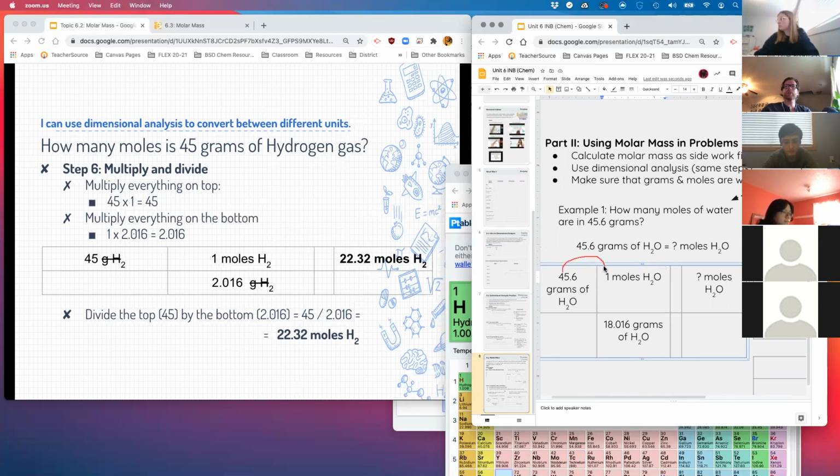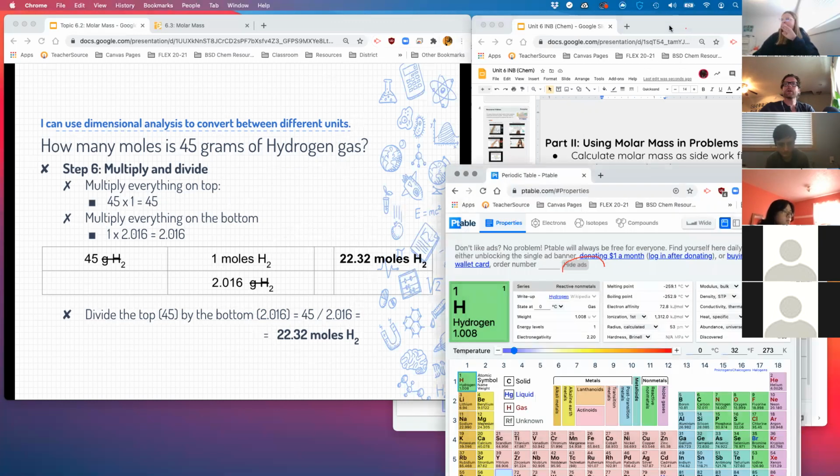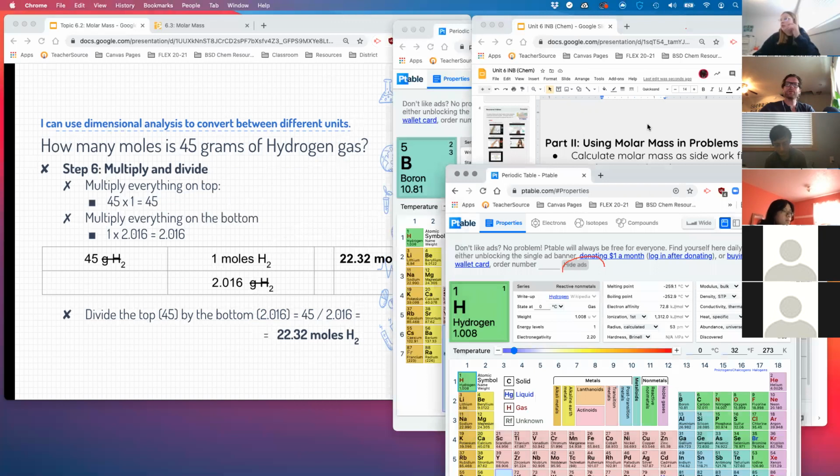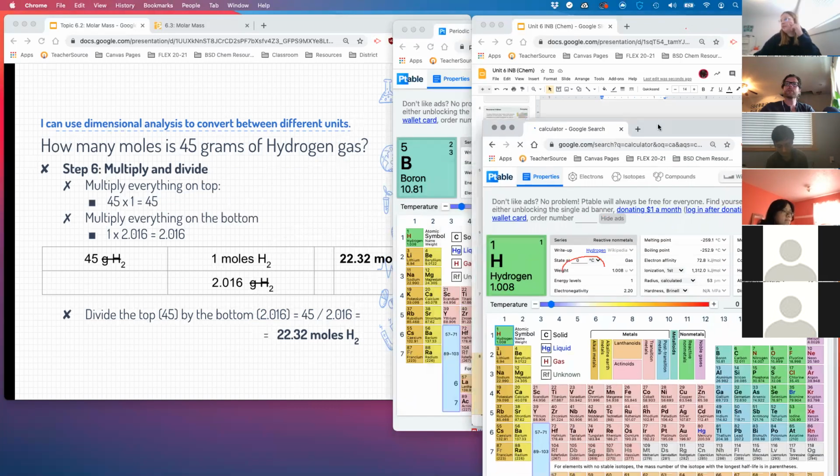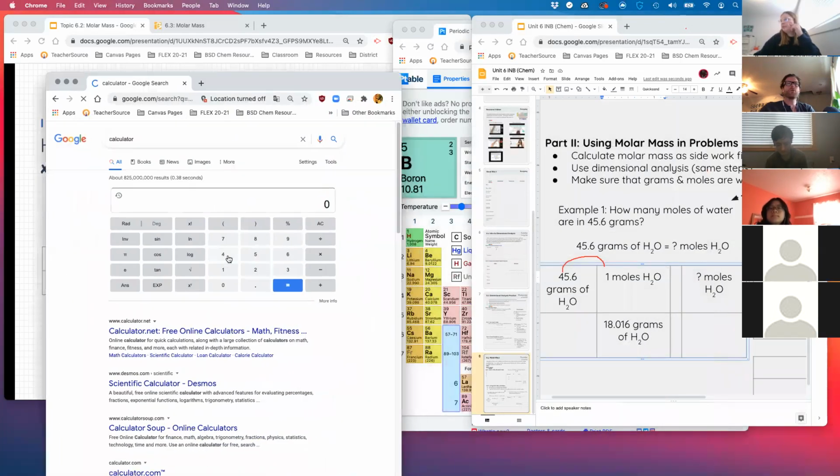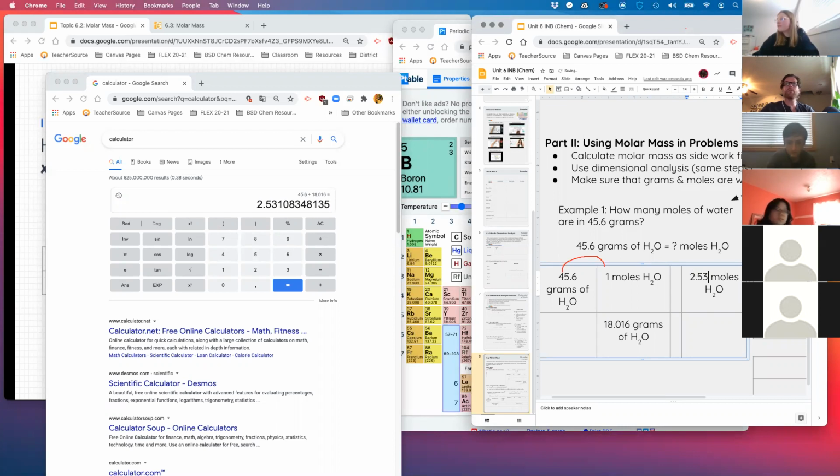That means the last step that I need to do is multiply everything on top. So 45.6 times 1 is equal to 45.6. And then I use the calculator. Oops, I use calculator, which I thought I had open. And I do 45.6 divided by 18.016. Bam. My final answer is 2.53 moles of water.